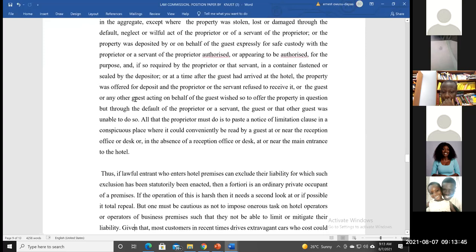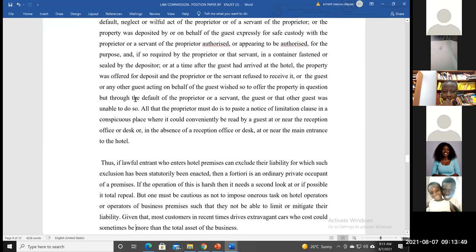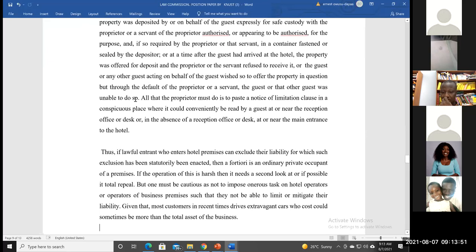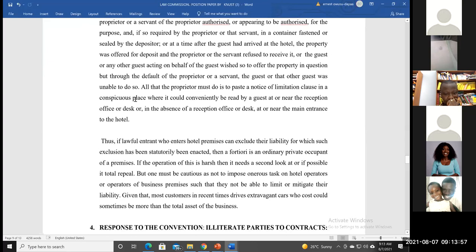There should be a legislation to at least make the occupier liable. If I am entering your premises, probably I'm spending the night over, or I'm going for lectures and I'm parking my car on your premises, there should be some kind of security for my car. That is my thinking. Okay, but you see, the other concern is that, let's look at it from the hotels.